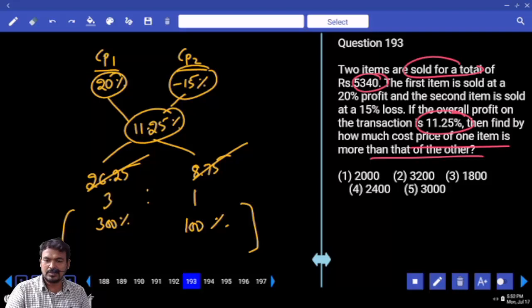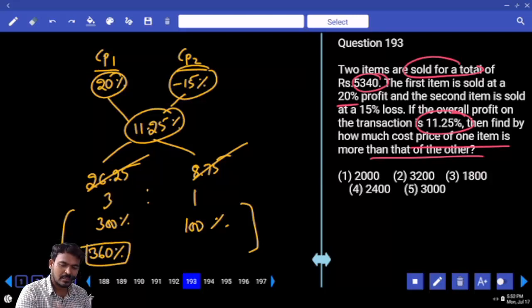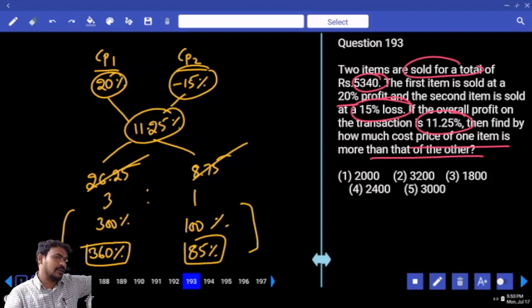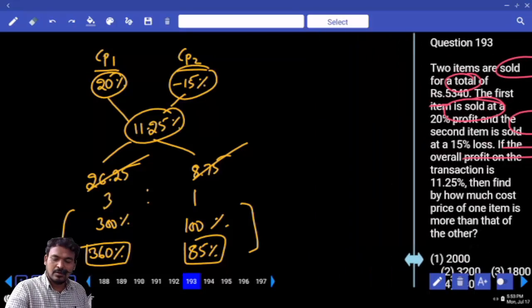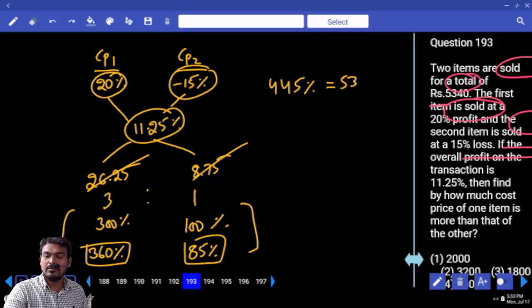These are the cost prices or selling prices? Cost price. First one, how much percent profit? 20%. Selling price of the first one is 360%. 20% profit means the selling price of the first one is 360. Second one, what is the loss value? 15%. Selling price of the second one is 85%. Cost prices are 300 and 100, selling prices are 360 and 85. What is the sum of the selling prices? 445%. That is equal to how many rupees? 5340.